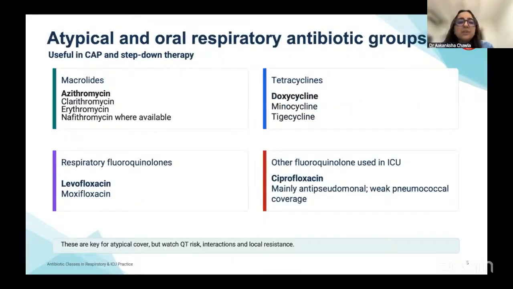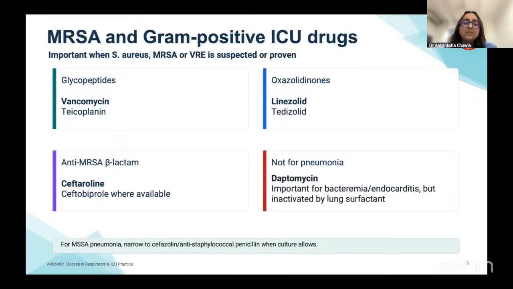Then for the atypicals, we have macrolides, of which we commonly use azithromycin, clarithromycin, nafithromycin. Tetracyclines are very widely used: doxycycline, minocycline, and tigecycline. Respiratory fluoroquinolones, we have levofloxacin and moxifloxacin. And ciprofloxacin among the fluoroquinolones mainly has only anti-pseudomonal activity.